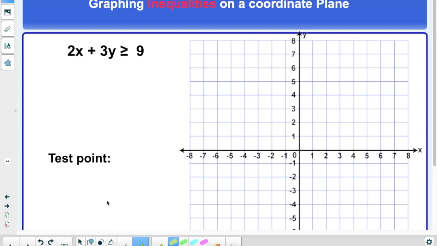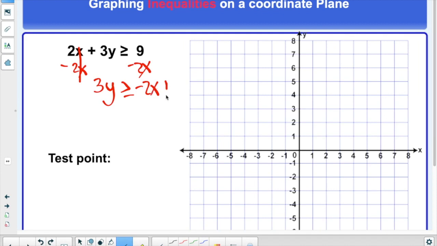I'm going to subtract the 2x first, subtract the 2x to the other side. I'm going to be left with 3y is greater than or equal to negative 2x plus 9, and then I divide by 3 to get y completely by itself. Remember to divide everything by the 3, not just one of these terms. Both terms get divided by 3. And then negative 2x divided by 3, I'm going to rewrite it as a fraction, the coefficient in front of the variable, and then 9 divided by 3 is 3.